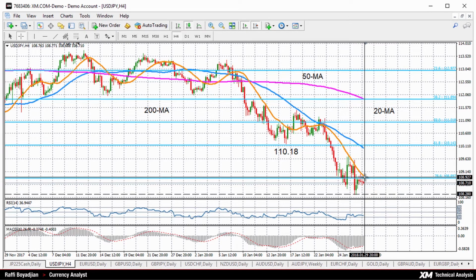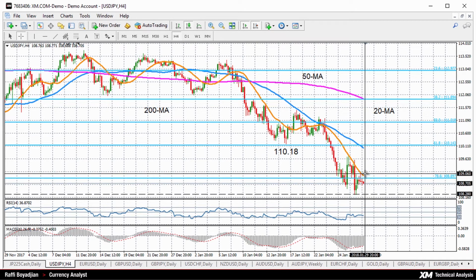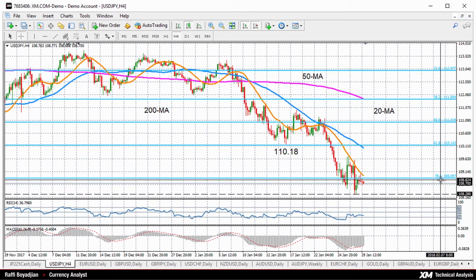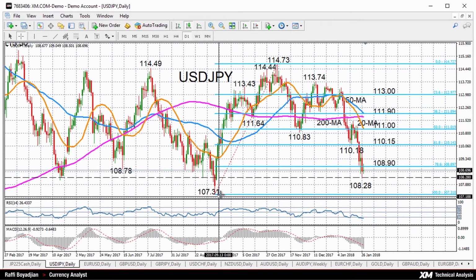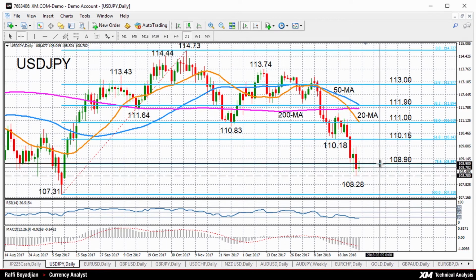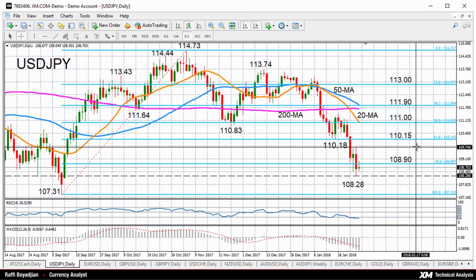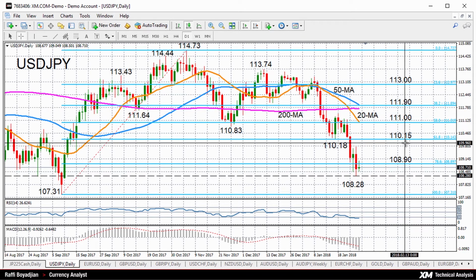If we move on to the 4-hour chart, we can see the 20 period moving average has been capping the dollar yen's gains. At the moment, it's just about the 78.6% Fibonacci retracement of the uplift from 107.31 to 114.73. So a key resistance area from 108.90 to the 109 handle. A successful challenge of that area could then help prices climb to the 61.8% Fibonacci at 110.15.